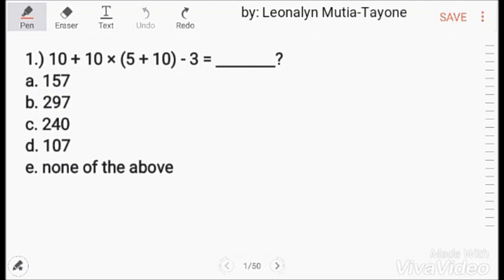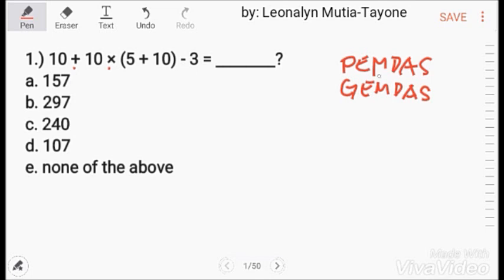Number 1. This type of equation has more than two operations: addition, multiplication, parenthesis, and subtraction. In order for us to get the correct answer, we should follow PEMDAS rule or GEMDAS. Depende kung saang country kayo, kung ano yun. In other words, this is also better known as order of operation.